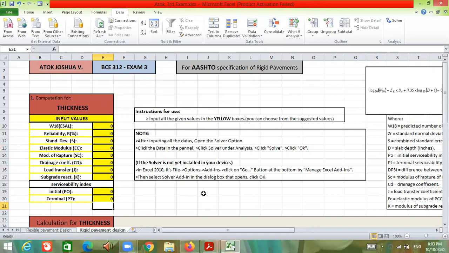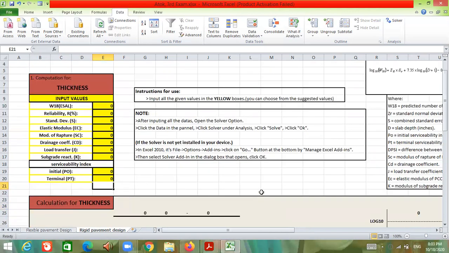The main difference between the flexible pavement design and the rigid pavement design is that flexible pavement design uses asphalt as its surface, and in terms of the rigid, we are using concrete as its surface. And here, same goes with the flexible pavement design instruction. We are also going to use Solver to solve for our thickness, and we are just going to input the values here in our yellow boxes.